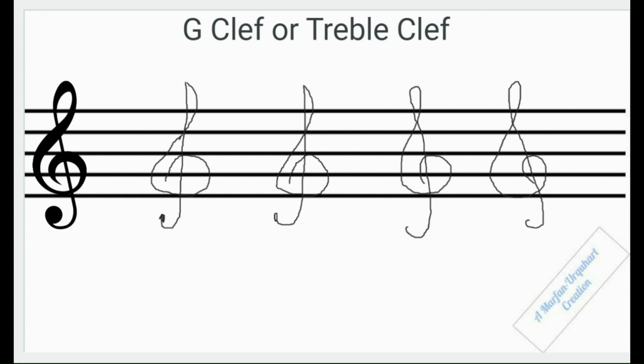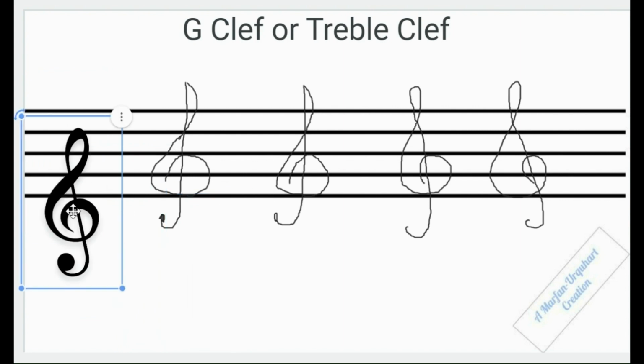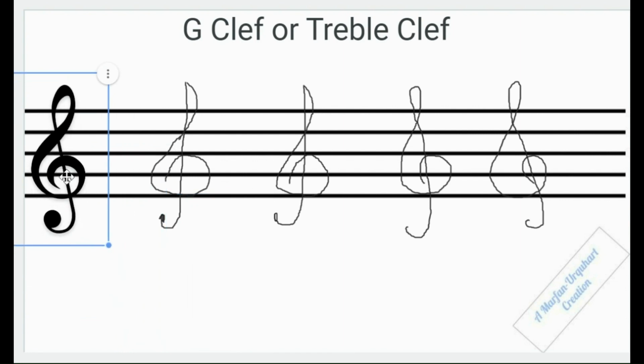Just get that smooth movement, but it must be very precise because you remember you want to encircle the second line. So it's not just random. I mean, if you're just drawing it in a space, you're just putting it here, then I guess it could be random, but it's very precise where it's placed on the stave. Remember the G clef or the treble clef is used to notate high pitched notes, the upper notes on the stave.